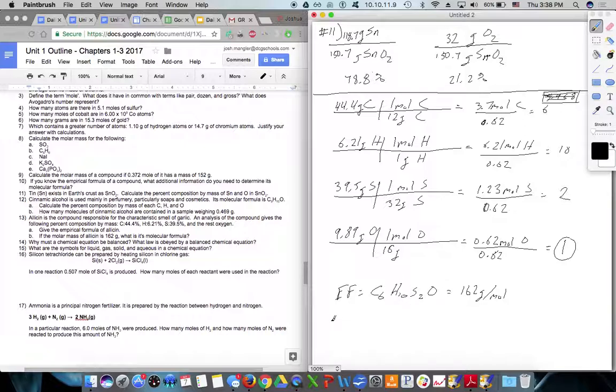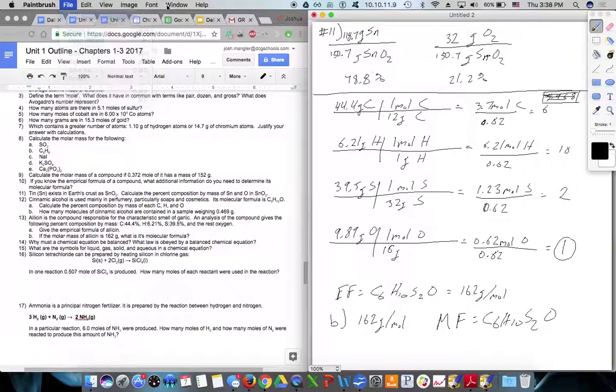Now, letter B says, if the molecular mass is 162 grams per mole, what's the molecular formula? Well, it just so happens to be the exact same thing as the empirical formula, because the empirical formula has that molecular mass. All right, let's go on.